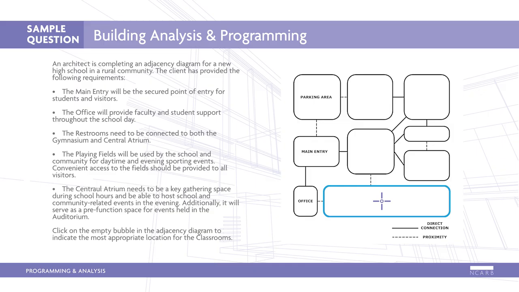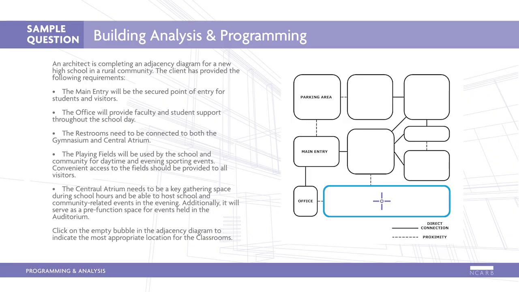To determine the most appropriate location for the classrooms, you'll need to understand the spatial relationships of the high school as they relate to the program and the client's requirements. The playing fields require convenient access for both daytime and evening activities, making the best location within close proximity to the school as well as the parking area. The central atrium should be located central to the major program spaces with a connection to the main entry for secured access to evening events. Since the central atrium is also a pre-function space for the auditorium, the spaces should be directly connected.